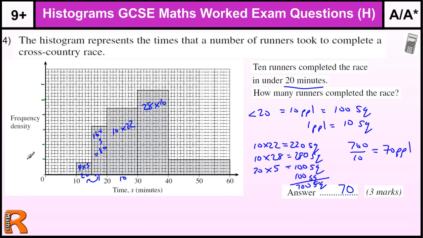Now, like I said, you could calculate the frequency density and then just do the width times the frequency density for each bar to work out how much each bar is worth. But there's no real need if this sort of calculation works nicely, which it does in this case.